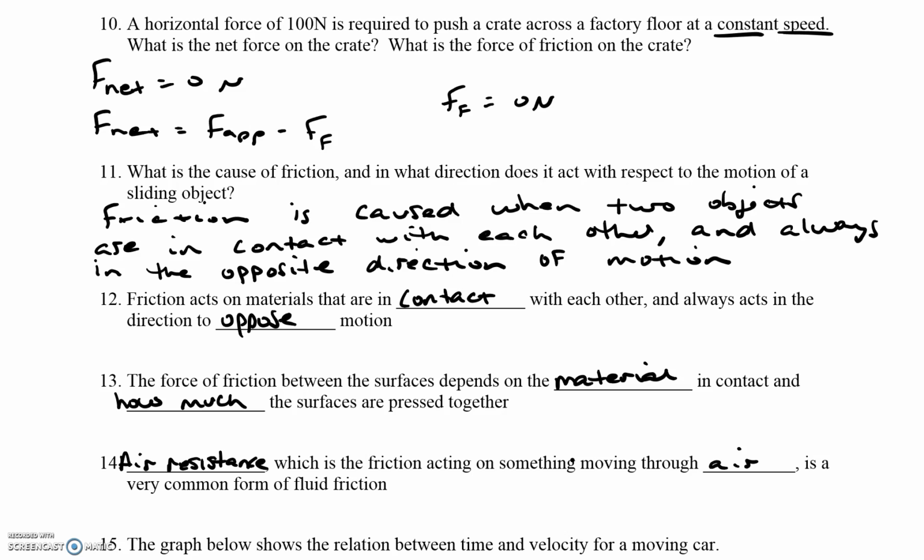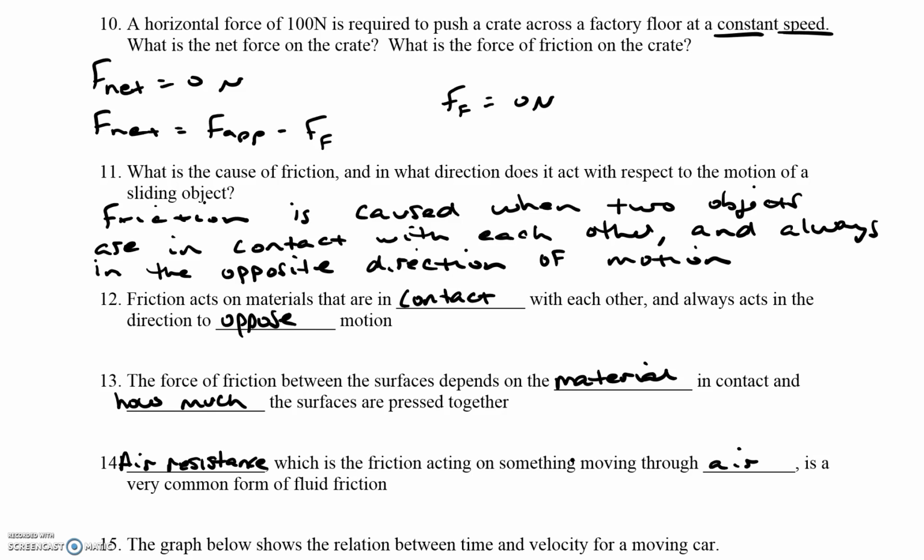Number 10 says a horizontal force of 100 newtons is required to push a cart across a factory floor at a constant speed. What is the net force on the crate, and what is the force of friction on the crate? The key to this question is constant speed. Remember that if an object is moving at a constant speed, its acceleration is 0. So if we look at our F equals ma equation, if the acceleration is 0, that means the net force on that object must be 0.